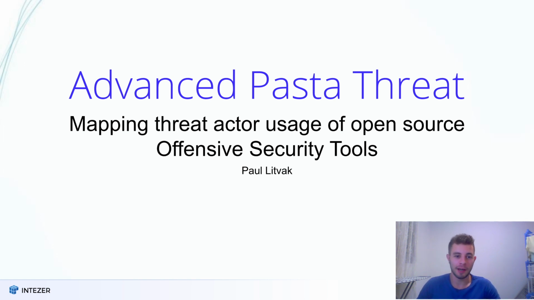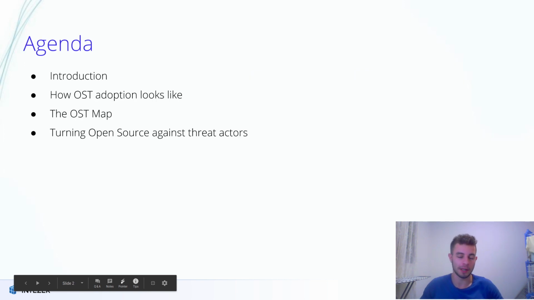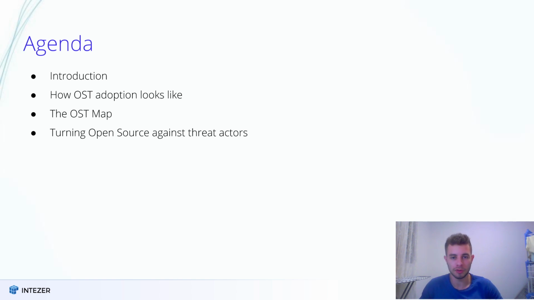My name is Paul Litvak, and in this talk we will be speaking about threat actor usage of open source offensive security tools, also known as OSTs. So the agenda will be as follows. We will first introduce what offensive security tools are, and we will also speak about the debate going on over Twitter, whether the publication of OSTs is beneficial for security or not. We will then look at what OST adoption by threat actors looks like, and we will then unveil the OST map, which is a connection graph that we've built over hundreds of libraries to connect between threat actors and usages of open source OSTs. We then wanted our talk to be actionable, so we will see how we can turn open source against threat actors using them.